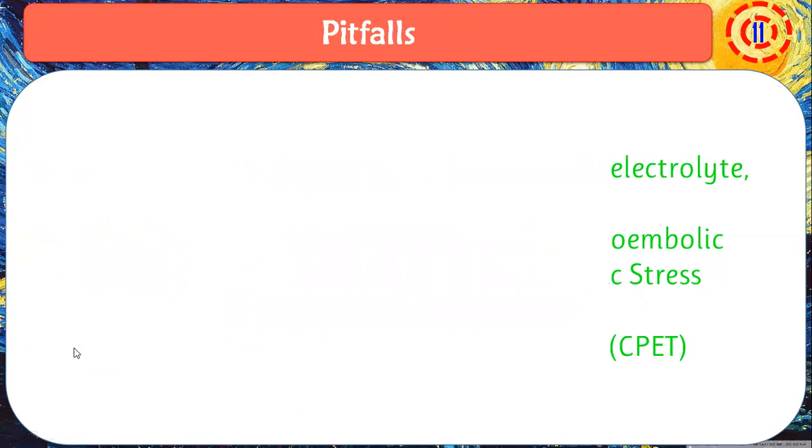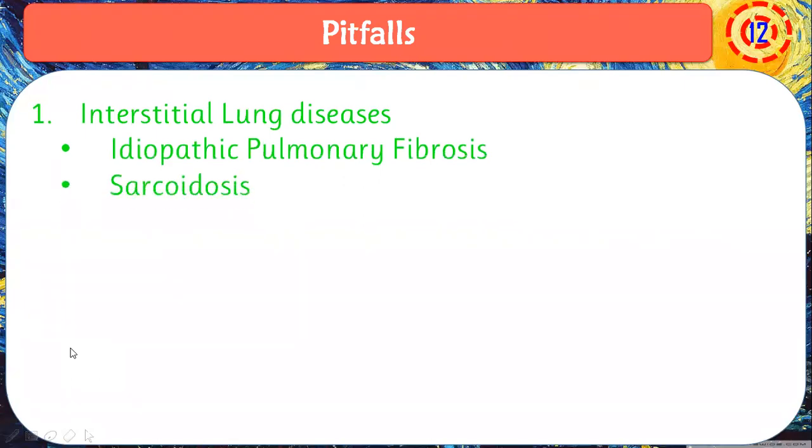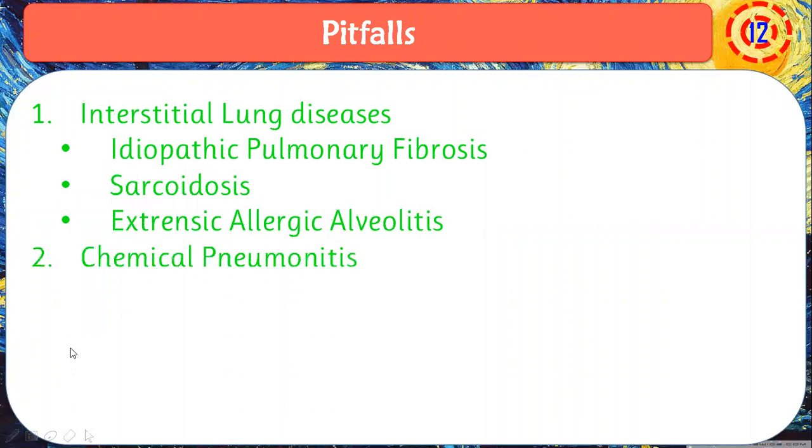So after that, we have to look for the pitfalls. So a few specific pitfalls which are not fatal at a given time. However, they might produce some complications that ultimately lead to fatal diseases or a fatal condition in a patient. These include interstitial lung diseases like idiopathic pulmonary fibrosis, sarcoidosis, and extrinsic allergic alveolitis, or chemical pneumonitis. Specifically, here we are talking about the unknown gastroesophageal reflux, which is aspirated, leading to chemical pneumonitis.